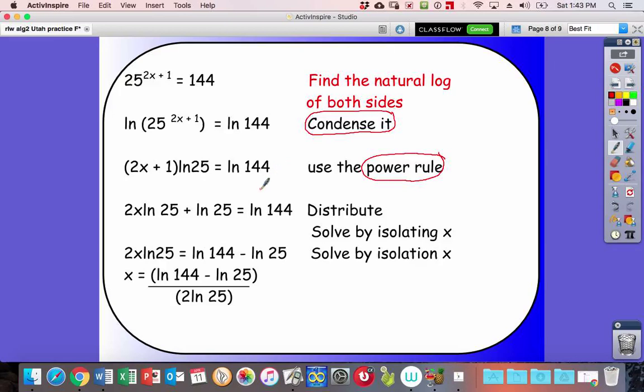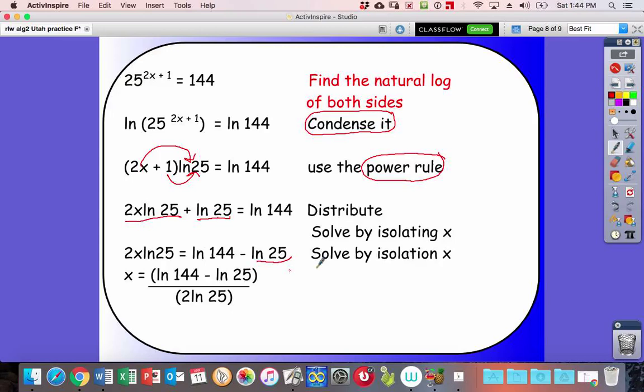Okay, now I'm going to distribute this 2x plus 1 to that natural log of 25. I get 2x times the natural log of 25, plus 1 times the natural log of 25, and I get this guy. Okay, I'm pretty happy right now because I can solve by isolating x. I can subtract the natural log of 25 on both sides. That's what I do. Then I can divide by 2 natural log of 25. And I would get x.